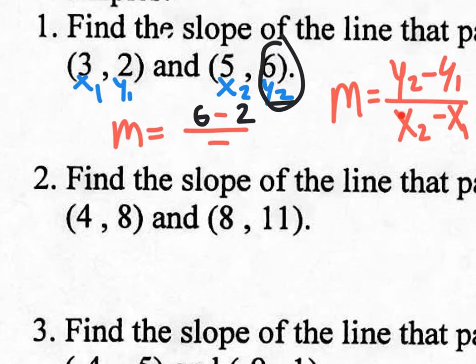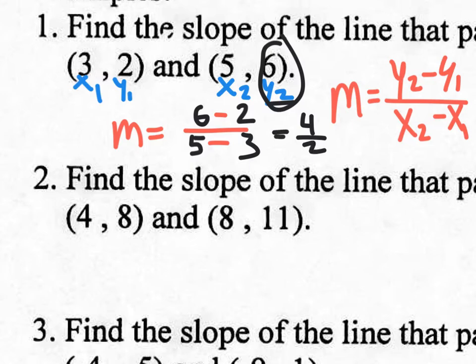And what is my x2 value on the bottom left? My x2 value is going to be 5, so let me put a 5 right here. And my x1 value on the bottom right is 3, so let me put a 3 over here. And that's my slope formula. All I have to do is work it out. 6 take away 2, the answer is 4. And 5 take away 3, the answer is 2. So my slope is 4 over 2.